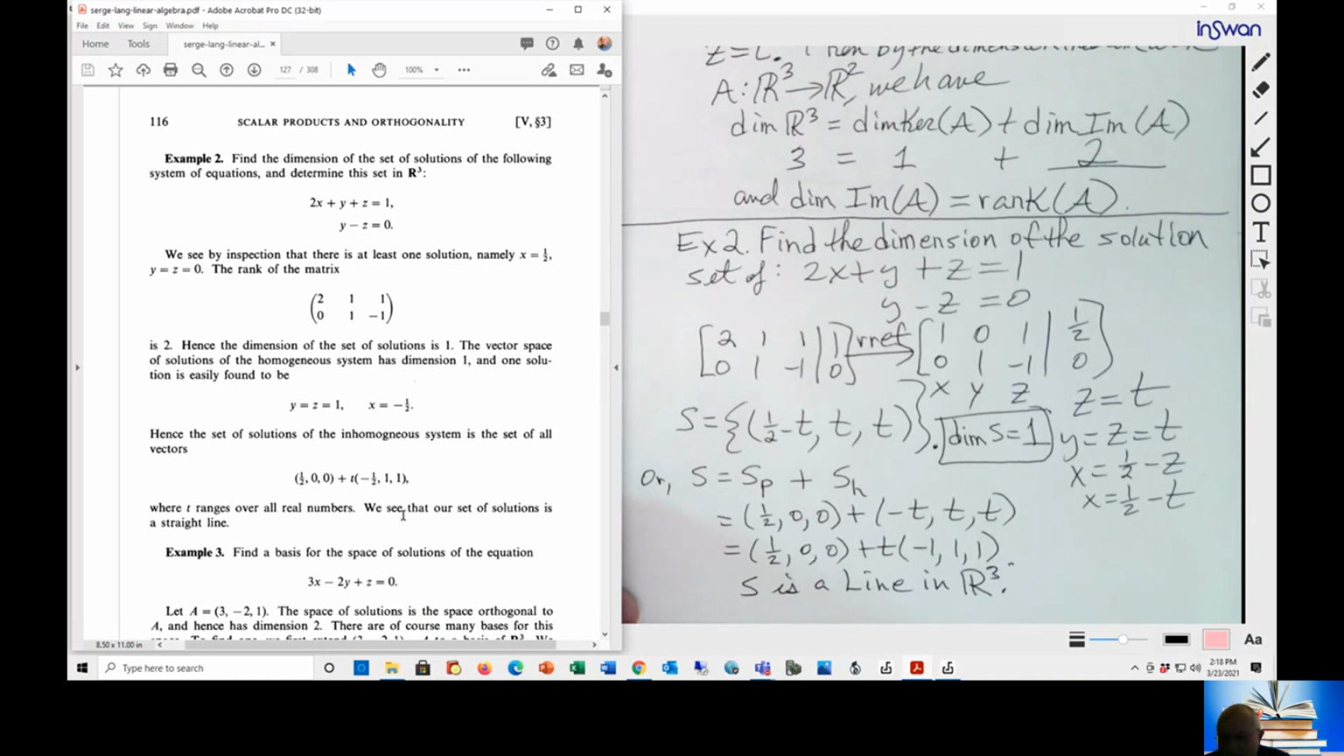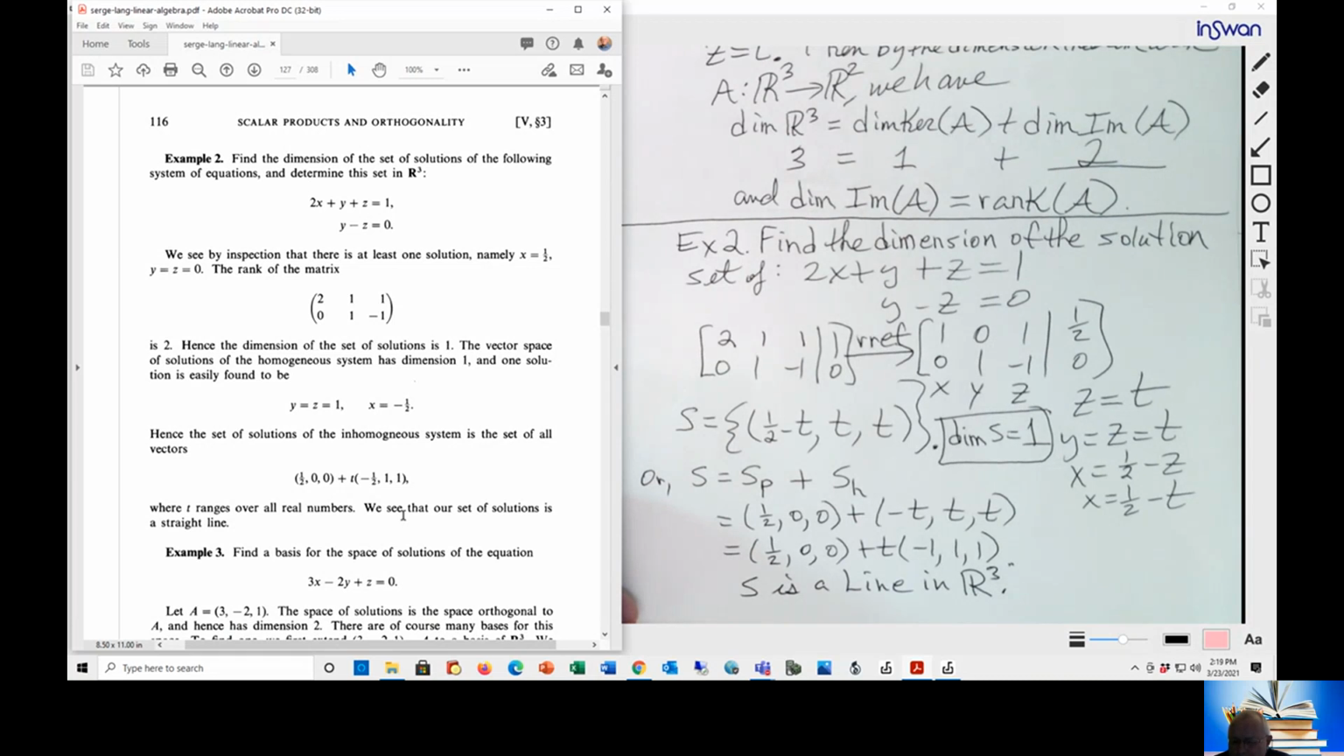Now, my second line there says, let S be SP plus SH. This is coming from the theorem we did a few weeks ago that says that the solution set to a non-homogeneous linear system, AX equal B, is equal to a particular solution plus the solution set to the associated homogeneous linear system. So P stands for particular solution, H stands for homogeneous solution set.